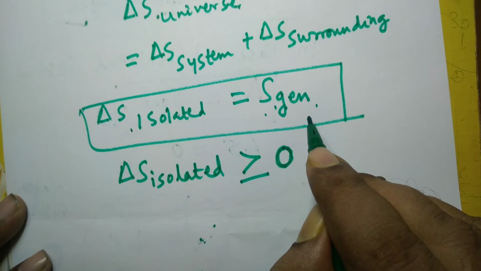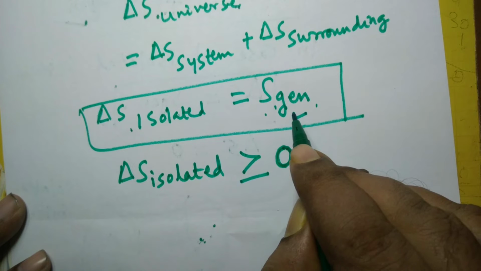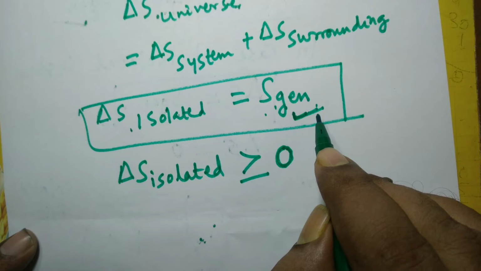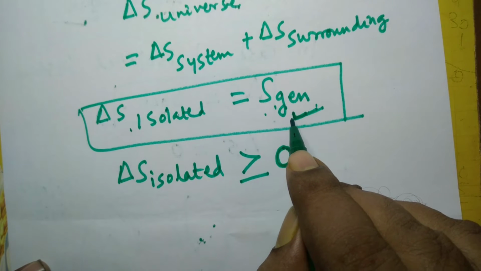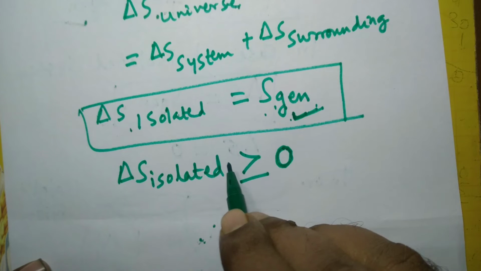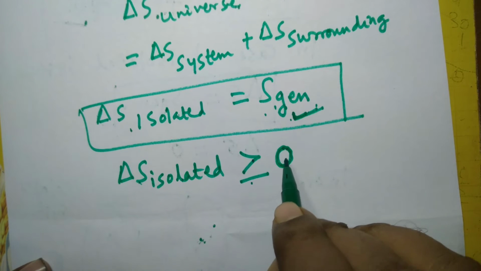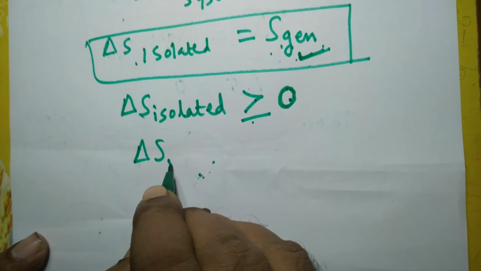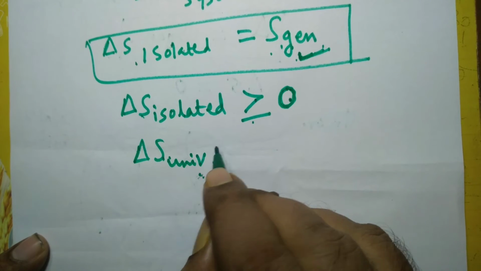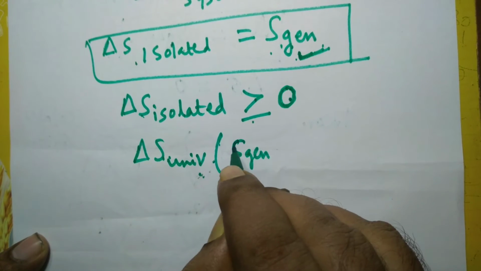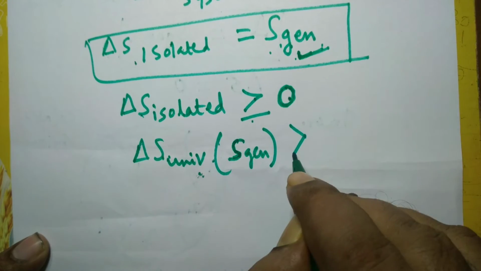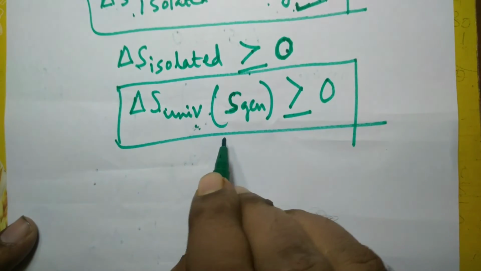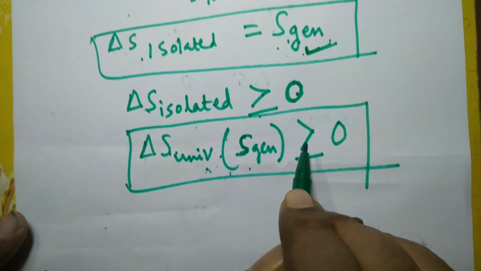Why? Because we have already discussed that entropy generation is always positive. It cannot be negative, and it can be 0 for a reversible process. So this is greater than or equal to 0. Or I can say delta S universe, which is of course equal to entropy generation, is always greater than or equal to 0. In the limiting case it is equal to 0 when the process is reversible.